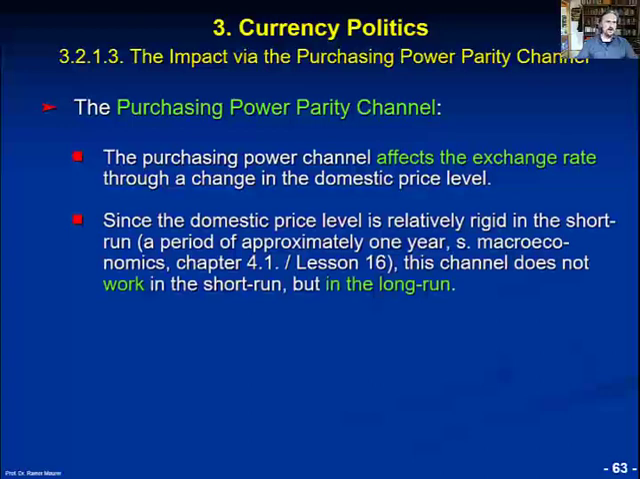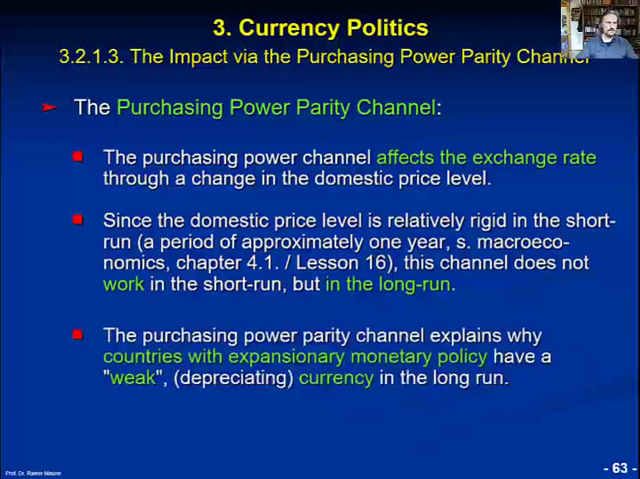Since the domestic price level is relatively rigid in the short run, in the euro area, firms on average keep prices constant over a period of 1 year. This channel does not work in the short run, only in the long run, over time horizons larger than 1 year. The purchasing power parity channel explains why countries with expansionary monetary policy have a weak, which means depreciating, currency in the long run.